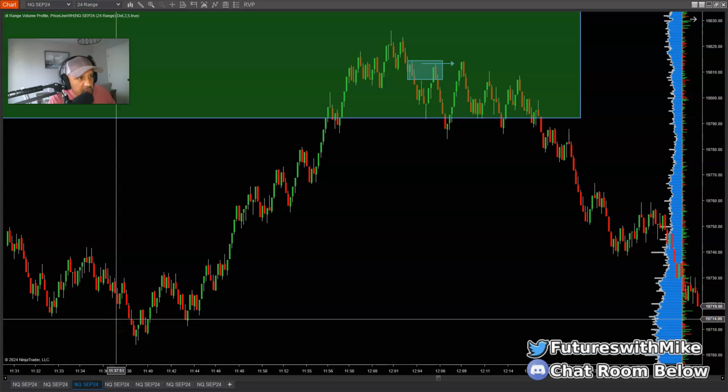I'm going to show you an example of a trade setup that was a sweet setup going to the downside. It was a supply trade that I marked up off of my 120 range chart.